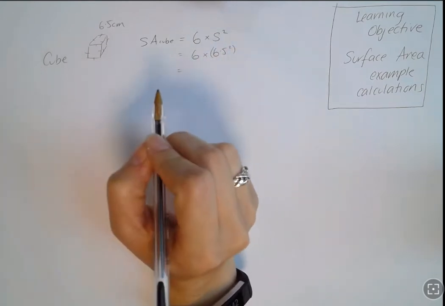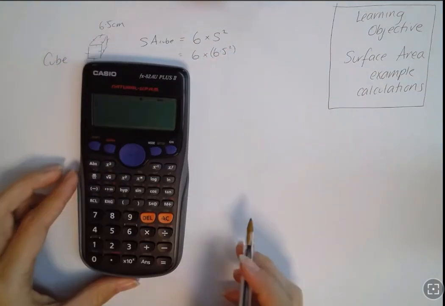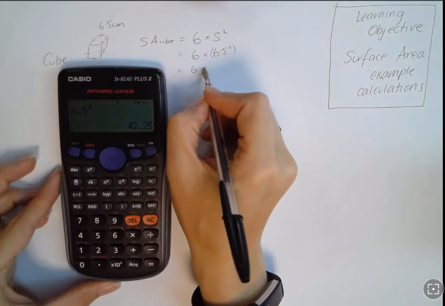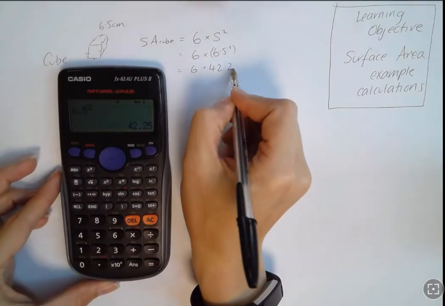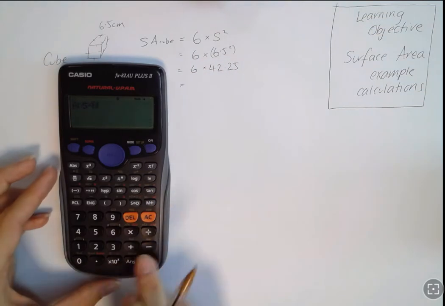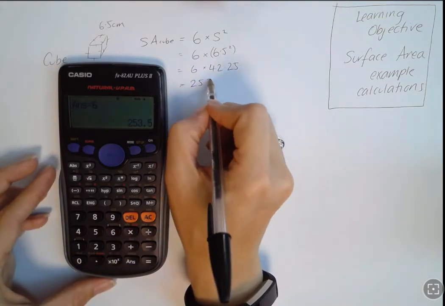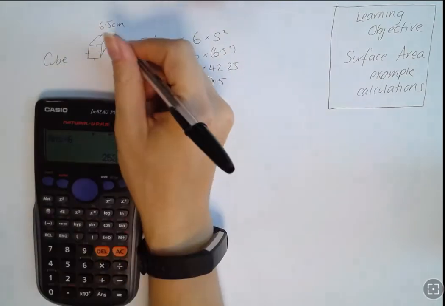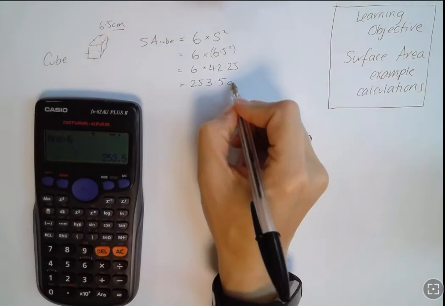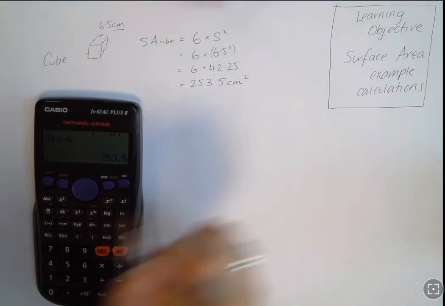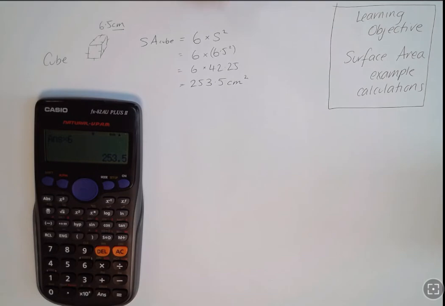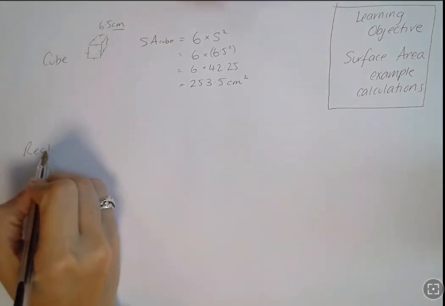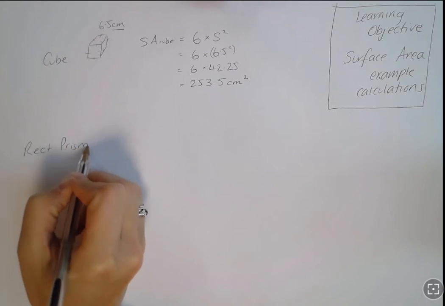I don't mind how you do this part on your calculator. You might like to go 6.5 squared first, which is 42.25, so you are doing 6 times 42.25 and then get the answer from there, or you can do it in one go, either way. And remember, we are working in area units, so our answer there is in squared centimeters. So that is our first example. I'm going to do a rectangular prism next.